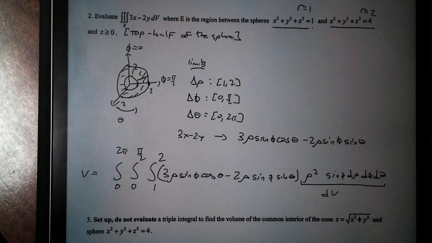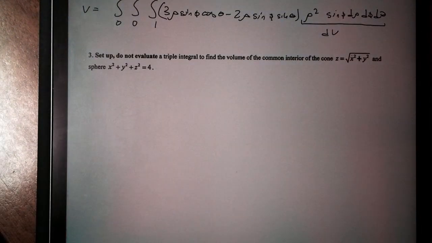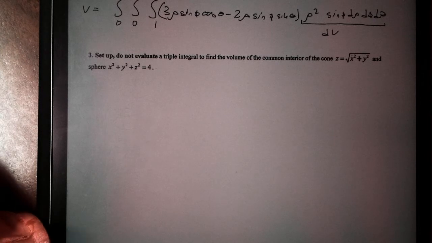Alright, so for number 3, let's take a look. Now we want to set up, but do not evaluate. My favorite phrase in mathematics. Do not seek the treasure. Okay, do not solve.